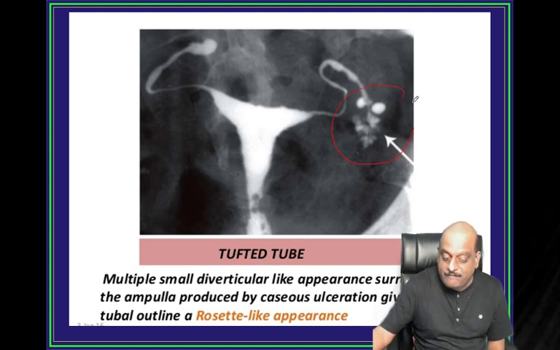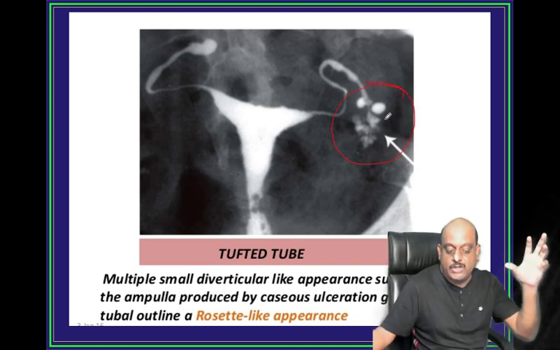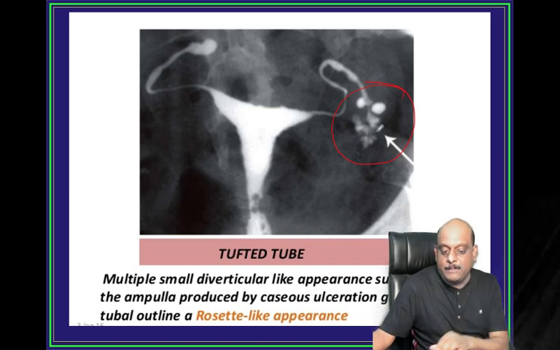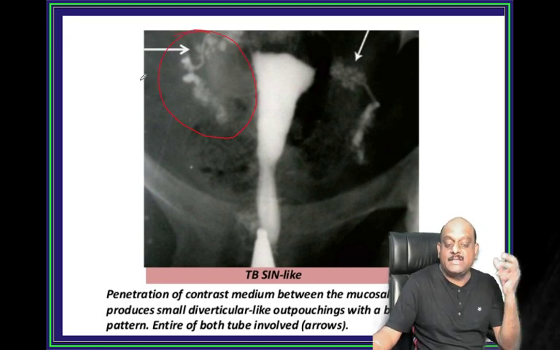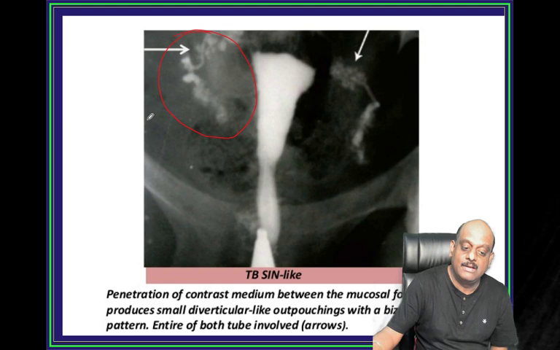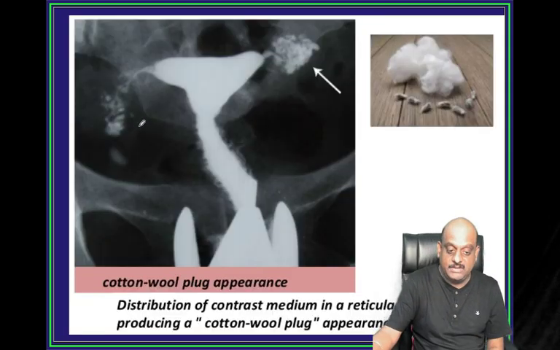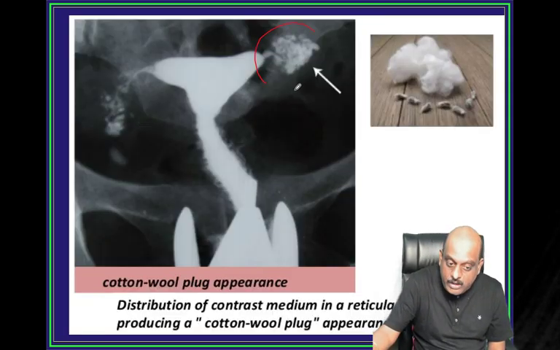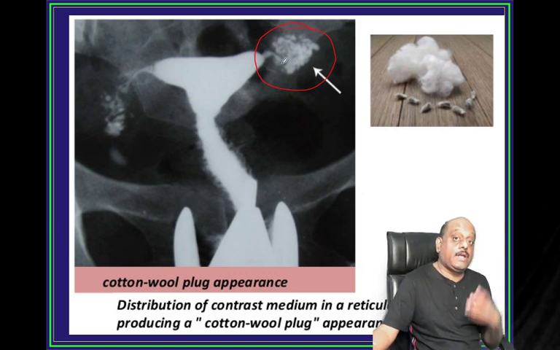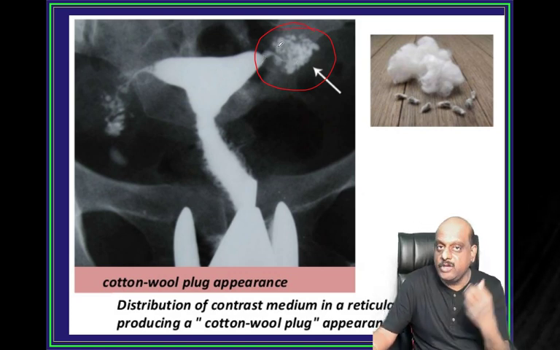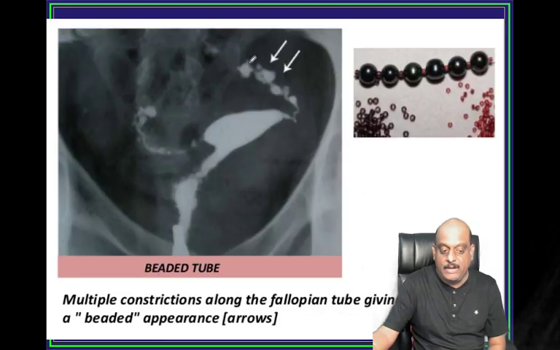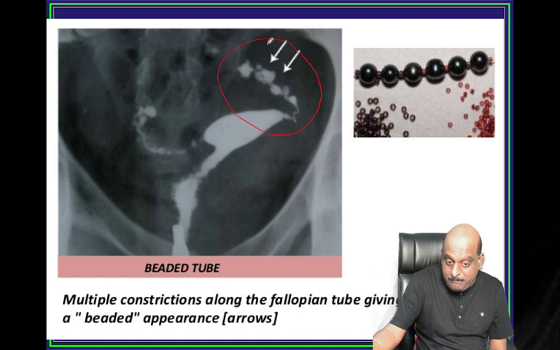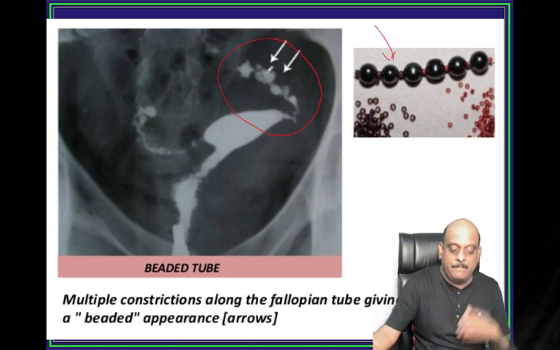This is called a tufted tube, multiple small diverticulae, rosette-like appearance, tufted tube in TB. Similarly, TB can be responsible for salpingitis isthmica nodosa. It can be one of the reasons. Then this is called cotton wool-like appearance, where there is a reticular pattern, an accumulation of the contrast in case of hysterosalpingography. And this is multiple beaded appearance, doctor, beads appearance.